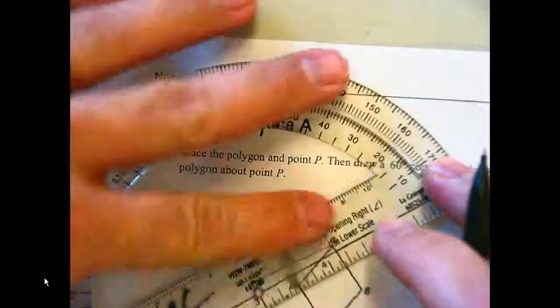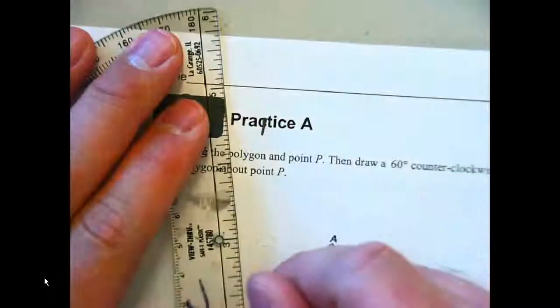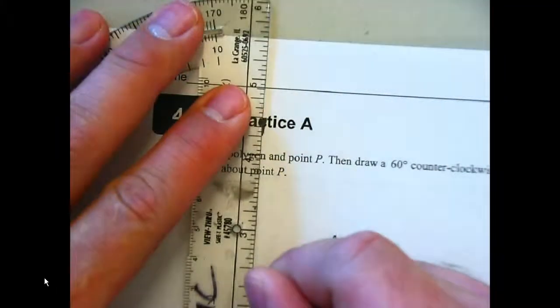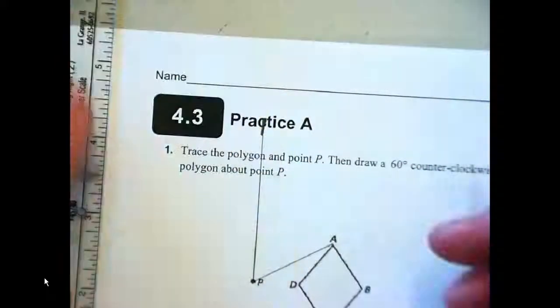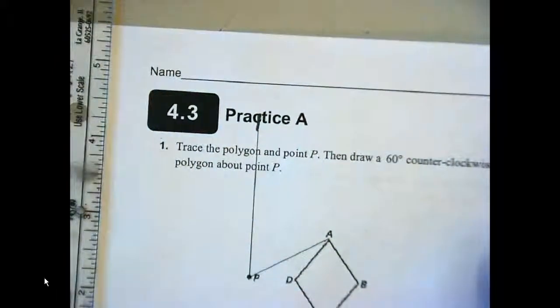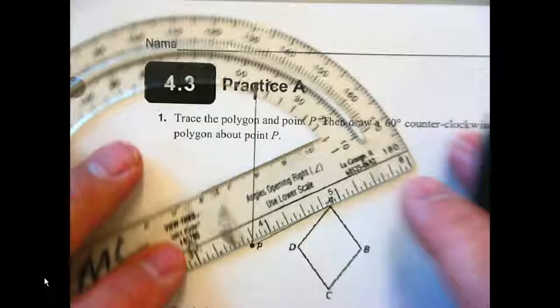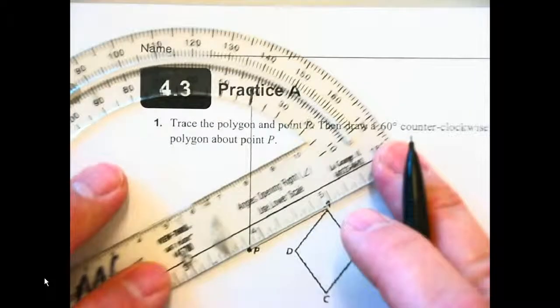Okay, and now I can draw a line from point P to that mark. That is a 60 degree angle. And so what that allows me to do then is to measure off A. A is about 1/8. That would be A prime.